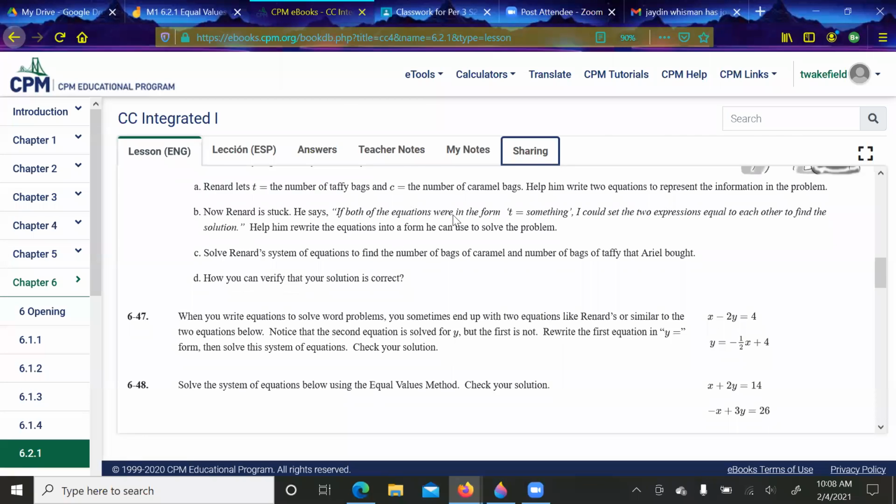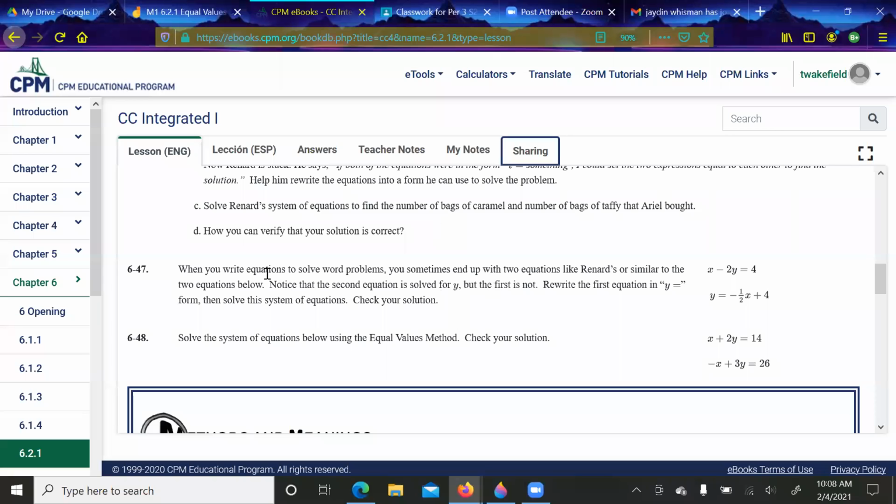They're important. We're going to move on to 47, where it says when you write equations to solve word problems, you sometimes end up with two equations that are similar to each other. One of the equations is y equals -1/2 x plus 4. The other equation is x minus 2y equals 4. So it's not in y equals form, but we can change it to y equals form using the methods that we've been using the last couple sections.